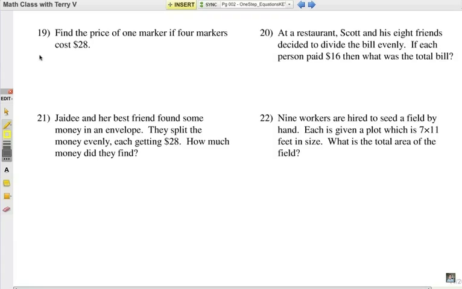So for number 19, it says find the price of one marker if 4 markers cost 28. Now the first thing we've got to look at is we need to find a variable. So we're going to pick a letter to stand for something that is being asked for in this problem, and we write an equation. It's going to be a simple one, but it's our starting point. This choice would be if they're asking for one marker, let's go ahead and just call that M. So one marker is M, and 4 markers of them cost $28.